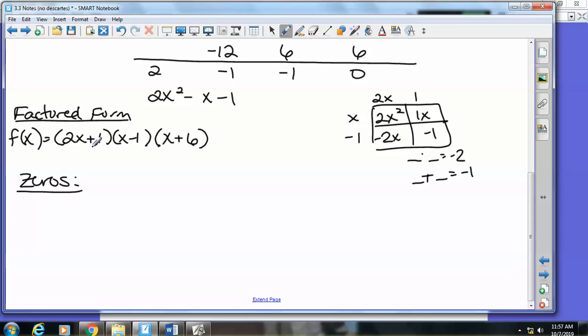The zeros, what makes 2x plus 1 equal 0? -1/2. What makes x minus 1 equal 0? What makes x plus 6 equal 0? Were all of those on my list of possible zeros to begin with? Yes. Okay. So we've done a lot today. Are there any questions right now?